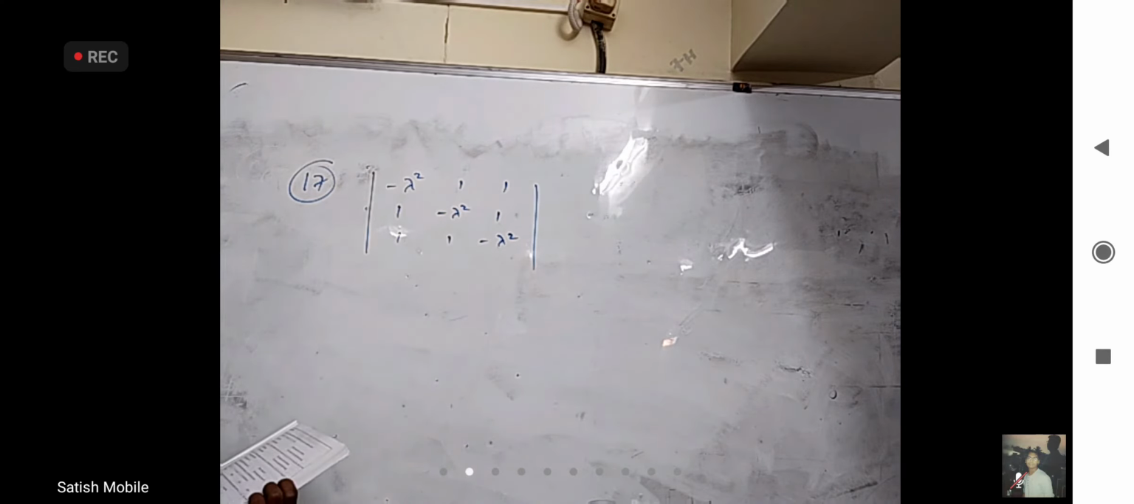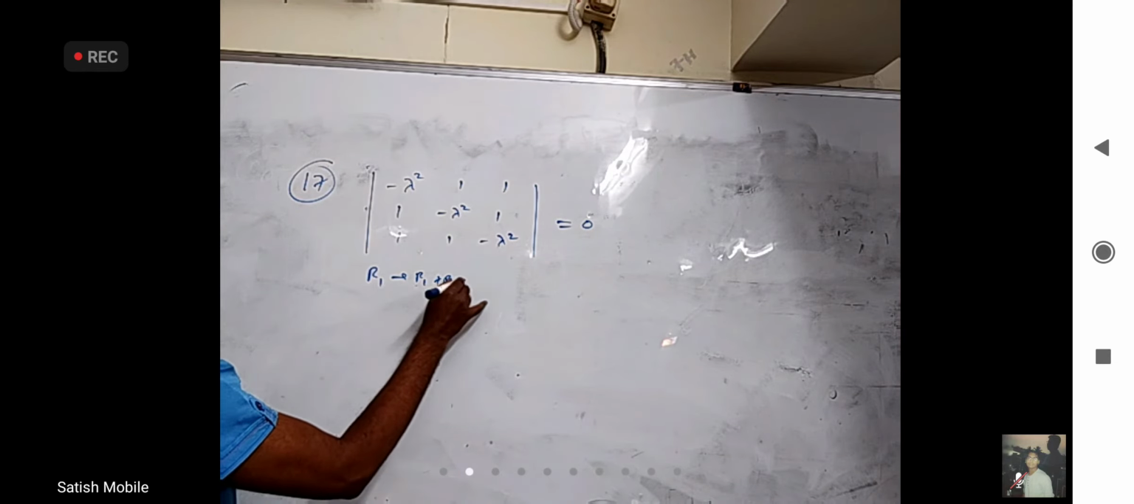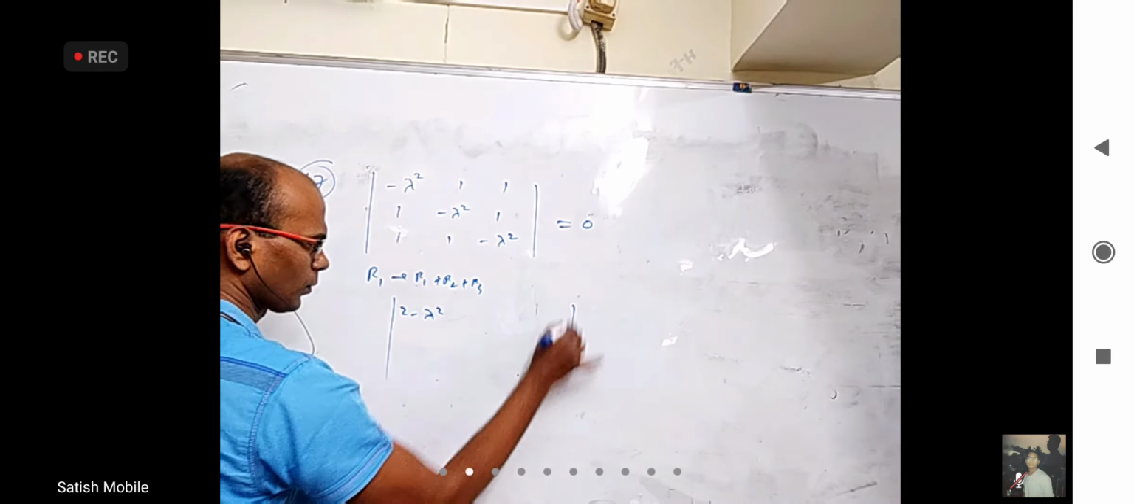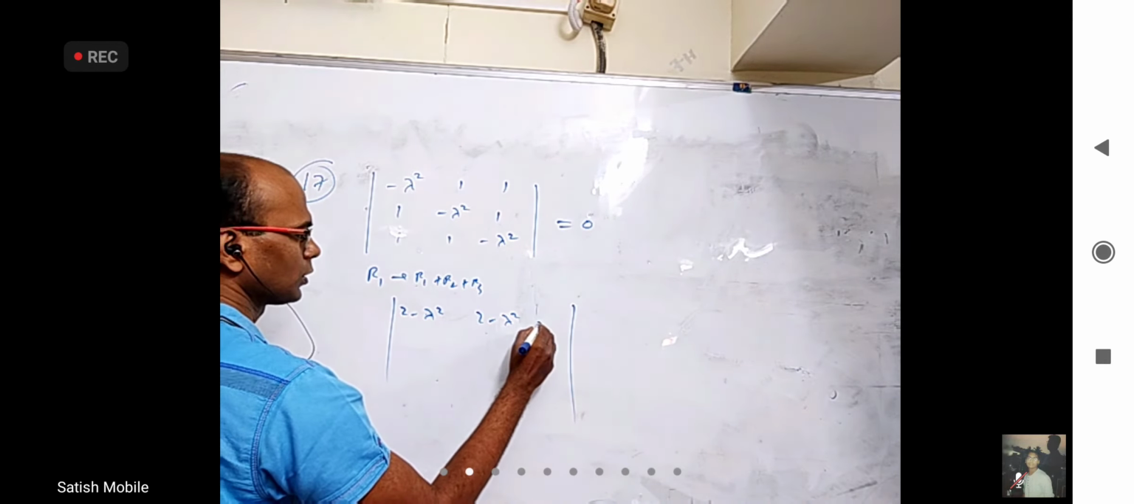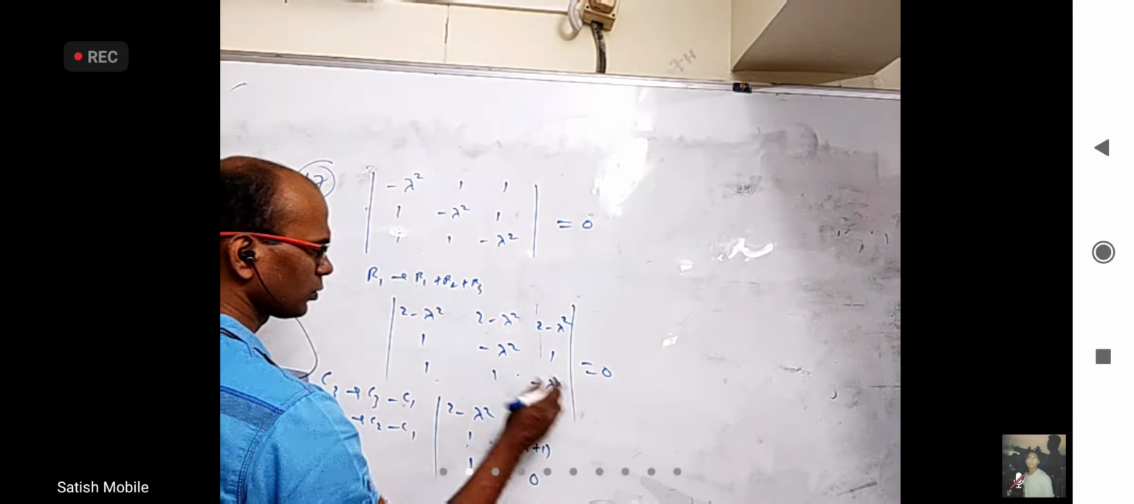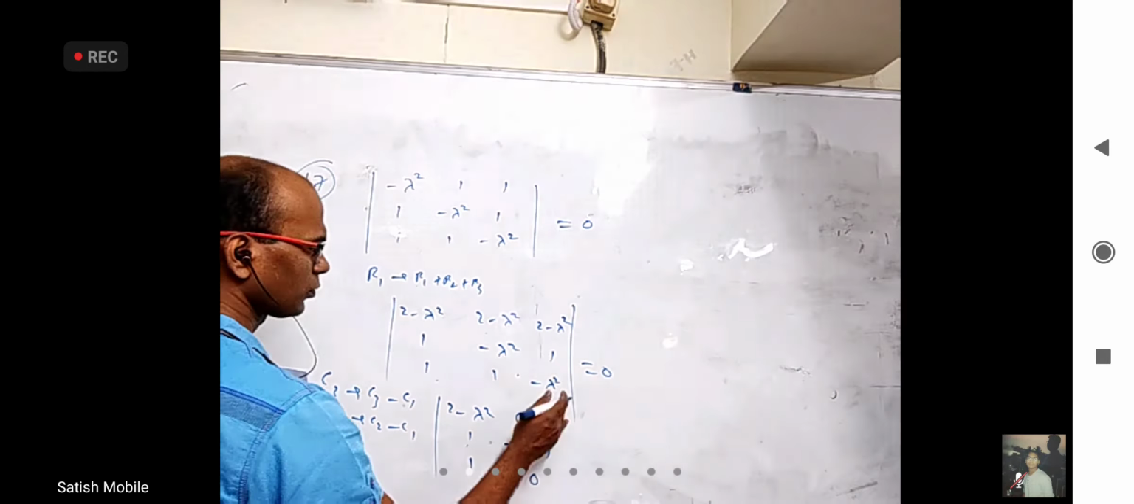How to expand this? Just expand, or if I add all the rows, R1 as R1 plus R2 plus R3, I will get 2 minus lambda square, 2 minus lambda square, again 2 minus lambda square; 1, minus lambda square, 1; 1, 1, minus lambda square is 0. I can write column 3 as column 3 minus column 1, column 2 also column 2 minus column 1. From this, if I subtract this, I will get 0, minus of lambda square plus 1, 0. From this, if I subtract this, 0, 0, minus of lambda square plus 1, equal to 0.